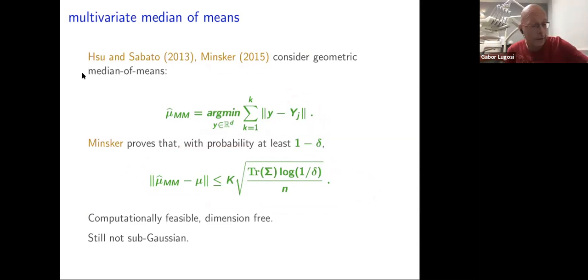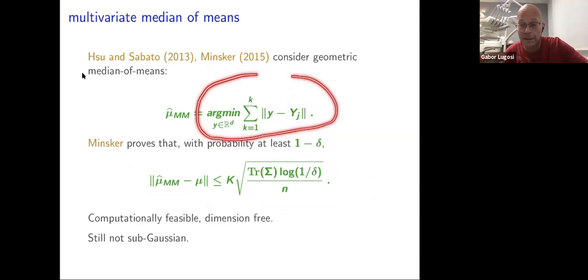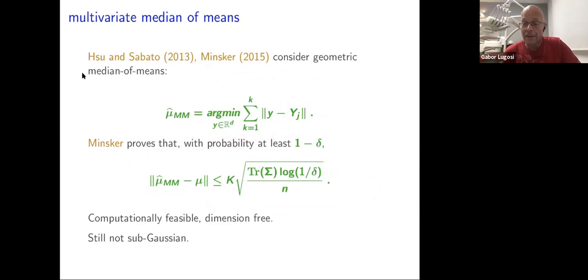First of all, this is computationally nice. This is a nice convex optimization problem. People in computational geometry have looked at it very thoroughly. This can be solved essentially in linear time. So this is really nice. But again, this is not quite a sub-Gaussian bound.